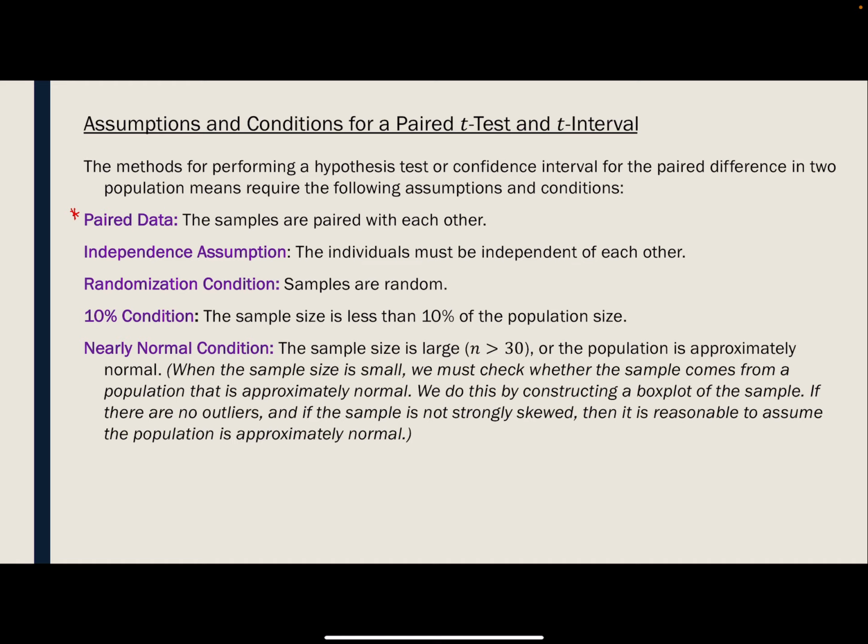So if we have a large sample size above 30, we don't have to check anything, but if it's lower than 30, then we want to look at those differences and see if we have any outliers or any major skew. So we're going to do one more example where I look at these assumptions and conditions.